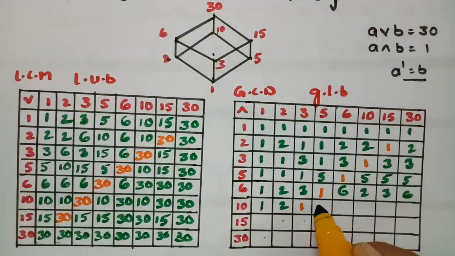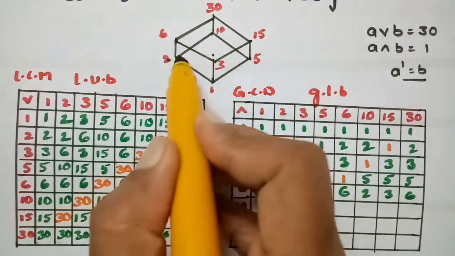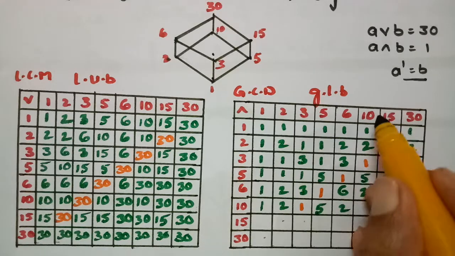Here the lower bound is 5. And 10 and 6, they meet at a point 2. And here 10 and 10.